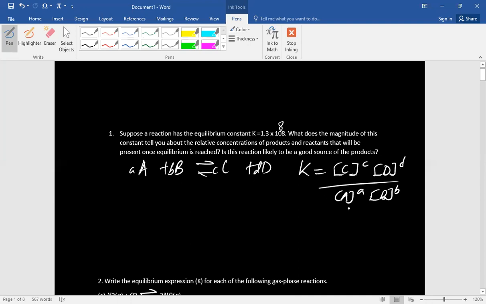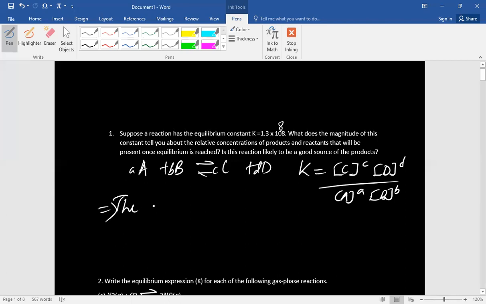So if the value of the equilibrium constant is too large, it shows that the concentration of products is far greater than the concentration of reactants, and also that the concentration of reactants is smaller than that of products. Because if the concentration of reactants is larger than that of products, then the equilibrium constant is supposed to be very small. So in this case, 1.3 times 10 to the power 8 as the value of K shows that the concentration of products is larger than that of reactants.